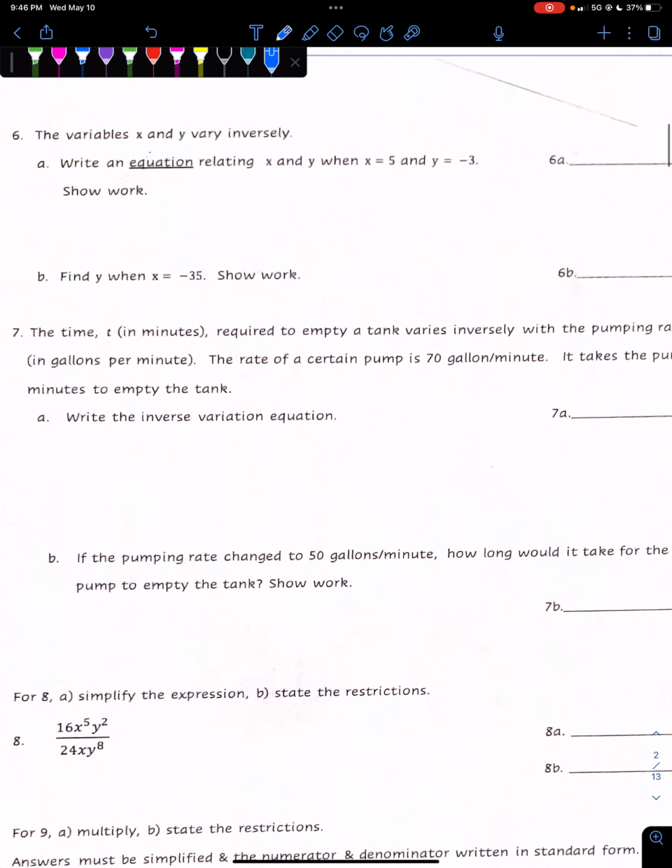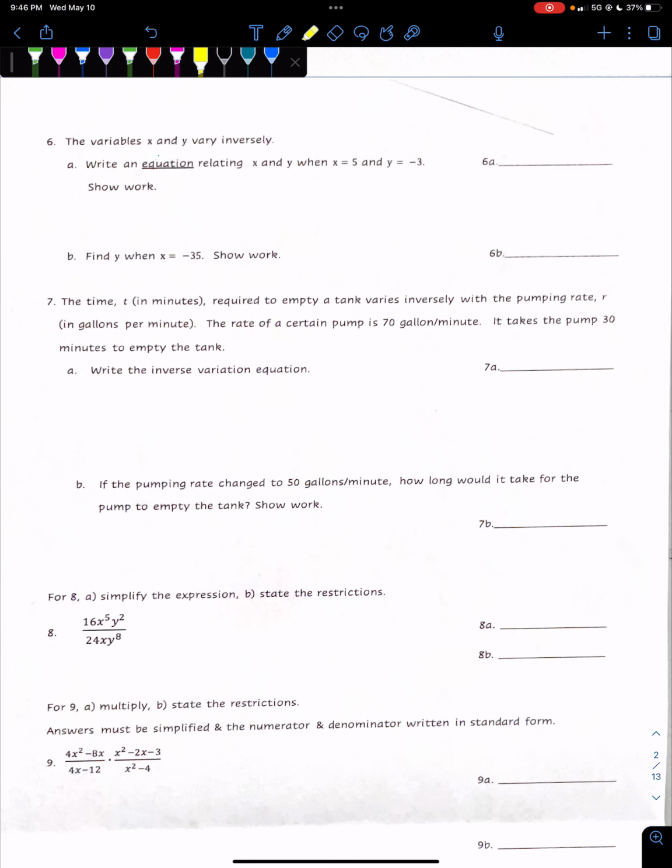And let's look at actually solving some that are inverse or direct. Okay, all right. The variables x and y vary inversely. That is with division. Write an equation relating x and y when x is 5 and y is -3. So if we're starting with y equals some constant divided by some value, they tell us that y is -3. They don't tell us what the constant value is, but they tell us that x is 5. So to find the a value, I need to multiply both sides by 5. So we get a is equal to -15. So when writing that equation, I've got y equals -15 over x.